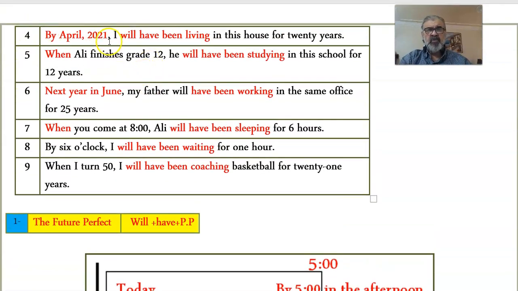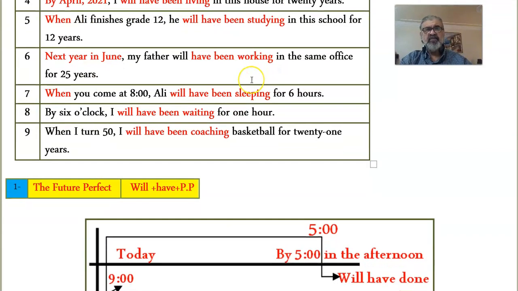By April 2021, I will have been living in this house for 20 years. I started living in this house in April 2001, and someone is asking me, how long have you been living in this house? That's my answer. By April 2021, I will have been living in this house for 20 years.